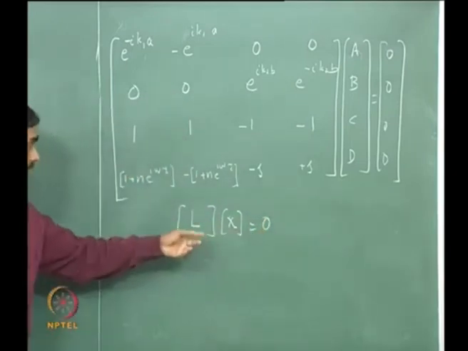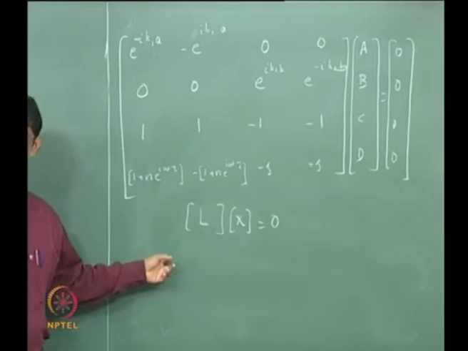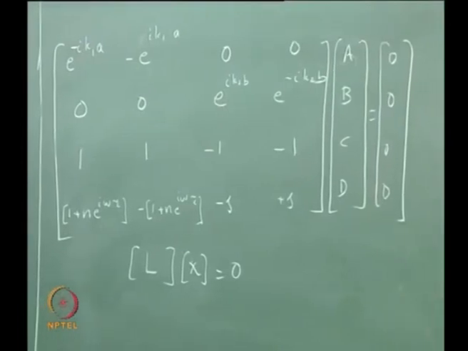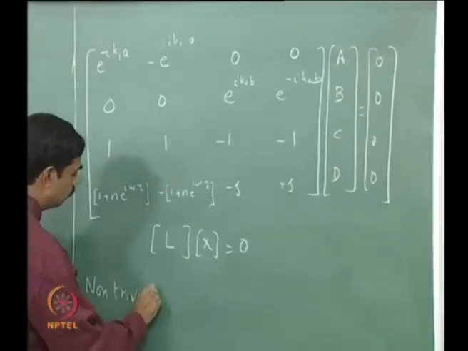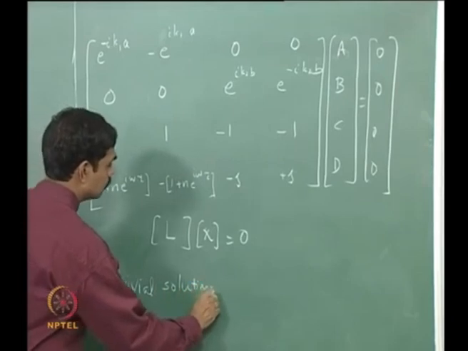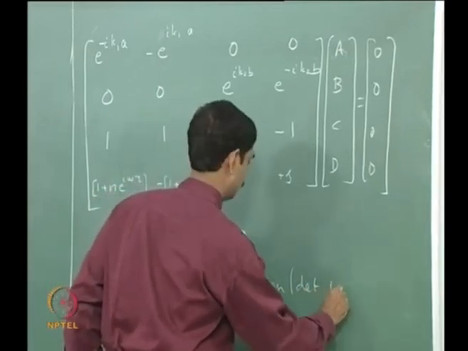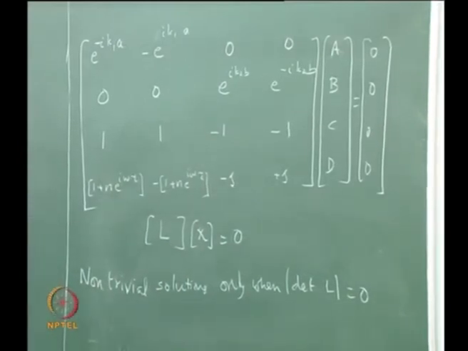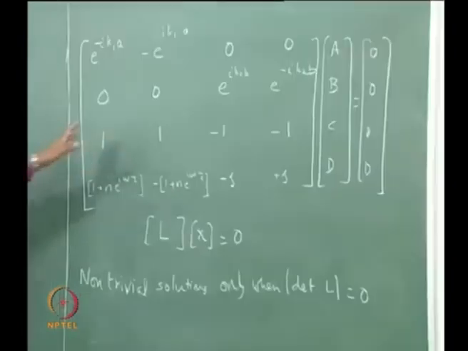So our variables are contained in this vector chi, and now you will have a non-trivial solution only when the determinant of L is 0, or the determinant of this big matrix is 0. You can try to evaluate the determinant. You can first expand it in terms of 3 by 3 matrices, and then 2 by 2, and try to get the determinant.